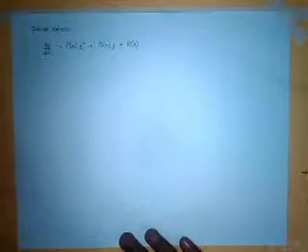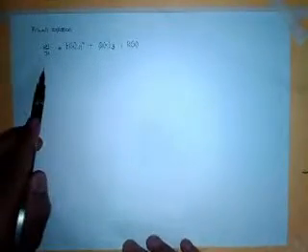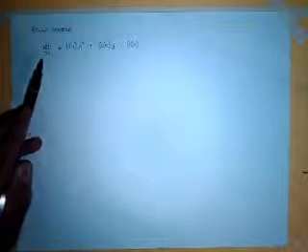A Riccati equation has the following form: dy over dx is equal to a function p in terms of x times y squared, plus a function q with x variables times y, plus a function r with x variables. Now, this is the standard form of the Riccati equation.